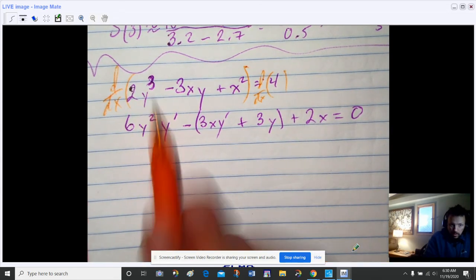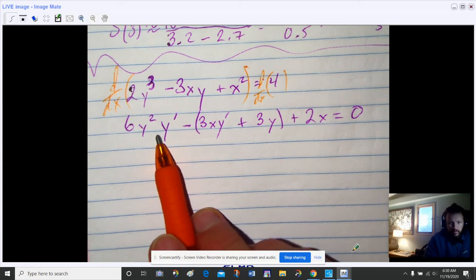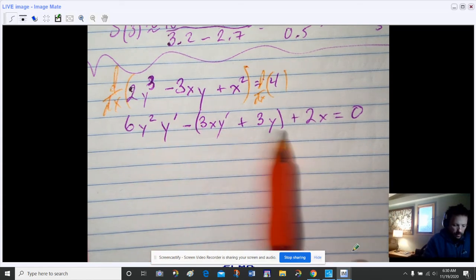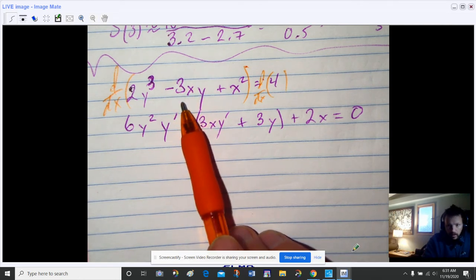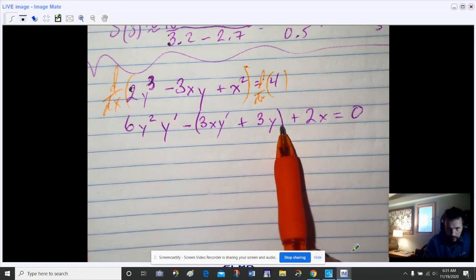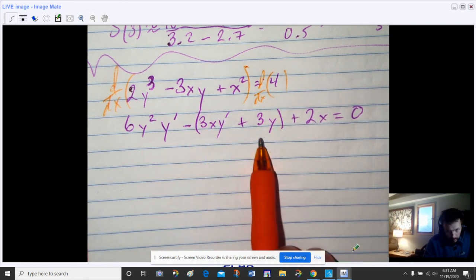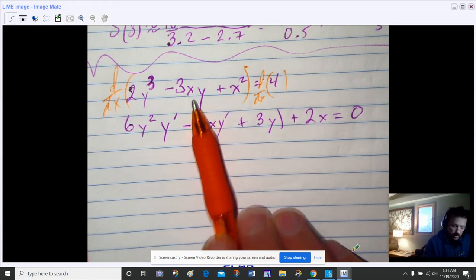Power rule with implicit differentiation. Of course, you could write dy over dx if you like. Minus, we're subtracting the entirety of 3xy. So when we take the derivative of 3xy, we have to subtract that entire derivative. And that we'd have to use a product rule with implicit differentiation.